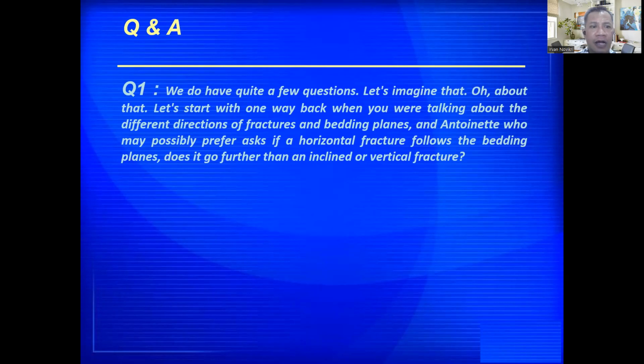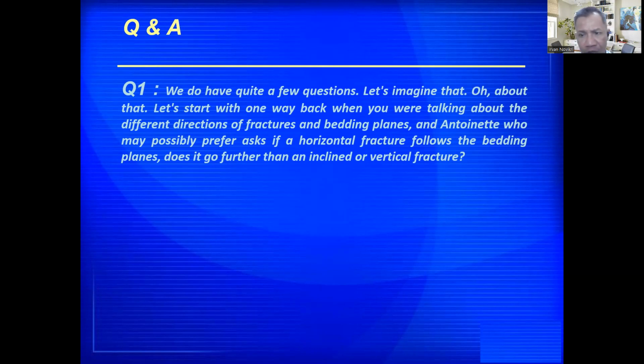So, this is question number one. I think we captured it from one of the participants. We do have quite a few questions actually. Let's start with one from way back when you were talking about different directions of fracture and bedding plane.